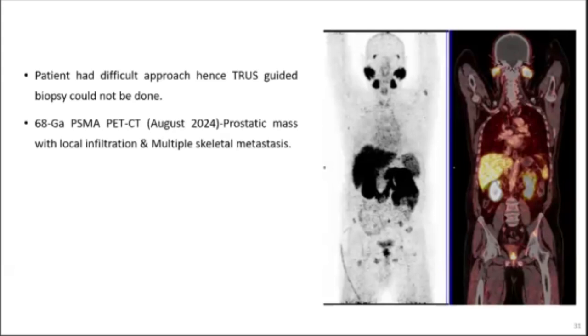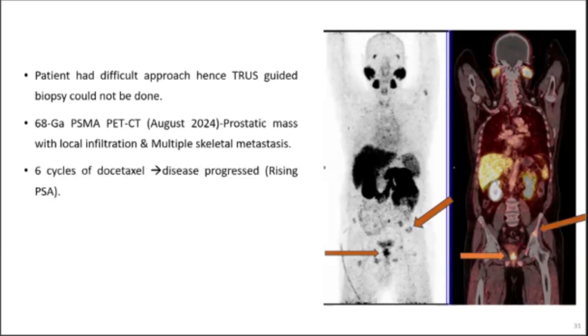The patient had a difficult approach because he had hemorrhoids, and since rectal bleeding is a common complication with transrectal ultrasound-guided biopsy, it was avoided. So the patient underwent gallium PSMA PET CT scan for staging and to subsequently start treatment. In the PET CT scan, we could see a prostatic mass with local infiltration and multiple skeletal metastases, as evident in the MIP and the fused PET CT images.